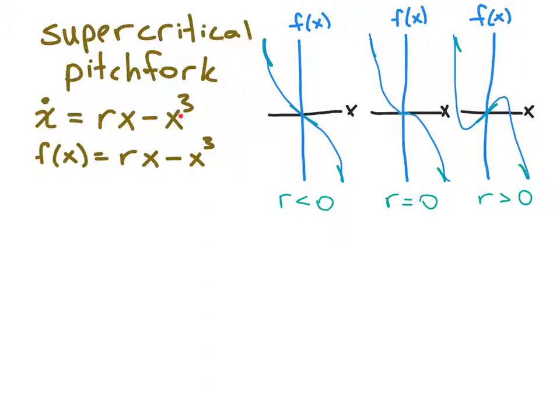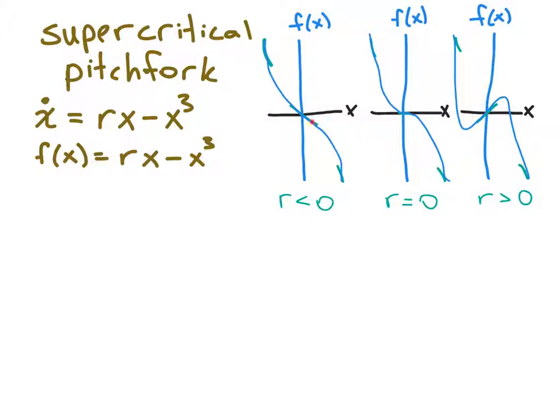Then I want to think about the small x limit. Now, when x is really small, x cubed is going to be super tiny, and rx is going to dominate what we see for the right-hand side. So let's see. If rx is dominating, when r is negative, right near the origin, where rx is dominant, I want a negative slope. When r is 0, I want a slope of 0 as we pass through the origin. And when r is positive, I want a positive slope for those small x values as I pass through the origin.